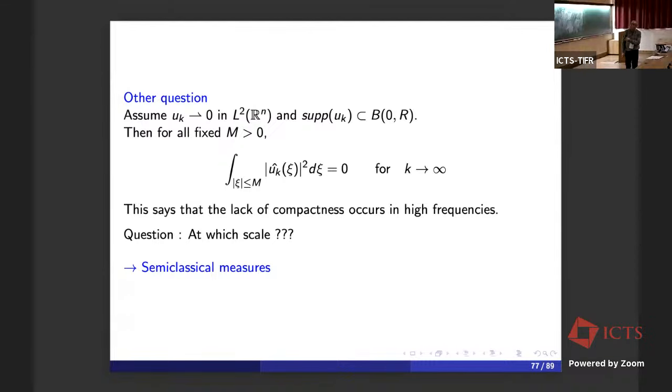So that means what? That means that if you have a sequence that converges weakly in L2 to zero, the problems arise in high frequencies. If you stay in bounded frequency, nothing happens. You are sure that for bounded frequency there is strong convergence. The problems arise with xi large. And the question now is, at which scale? Just write what we see.